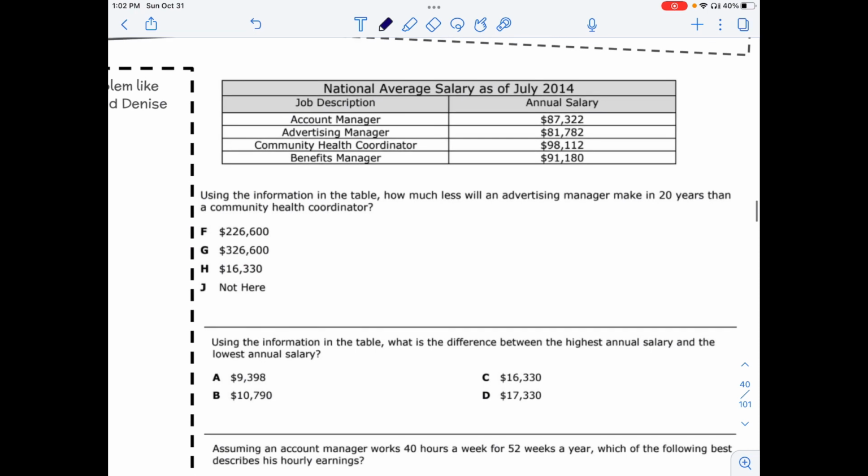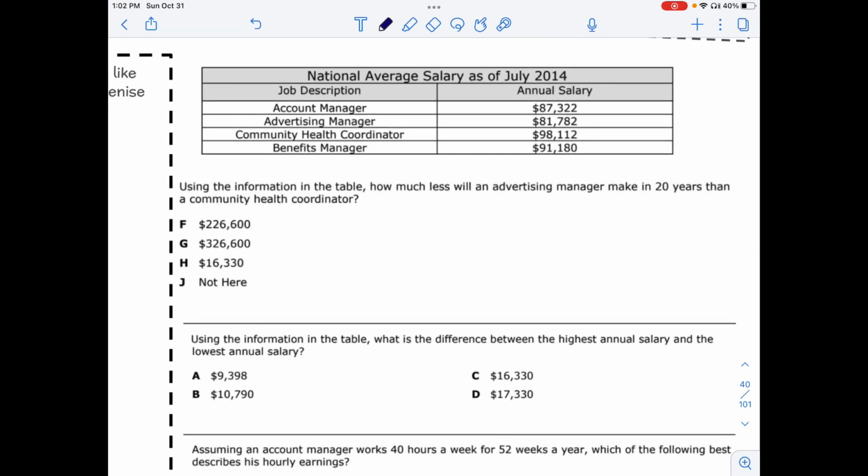Let's answer some questions. Using the information in the table, how much less will an advertising manager make in 20 years than a community health coordinator? Let's go find the advertising manager's salary. The advertising manager's salary is right here. And then let's go find the community health coordinator. I'm going to color code this. I'm looking for two different ones.